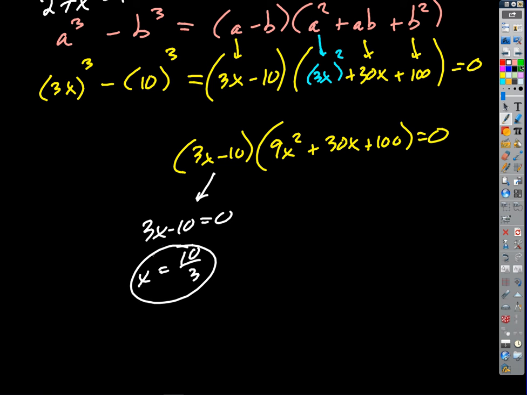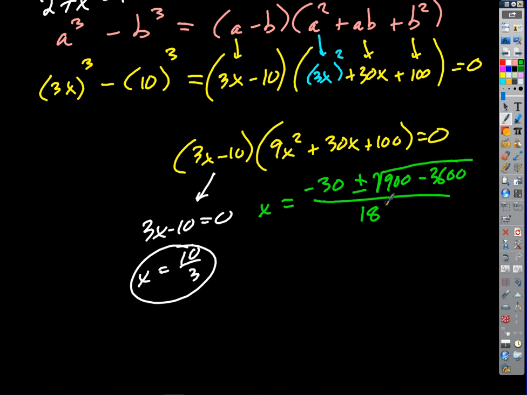How about these guys? Now this is a quadratic formula thing, right? So I'm going to have to get x equals negative b, so that's negative 30, plus or minus the square root of 30 squared, that's 900, minus, okay, how about this one? 4 times 9 times 100. Well, 4 times 100 is 400. Times 9 would be 3,600. Okay, all divided by 2 times a, which is 18, right?